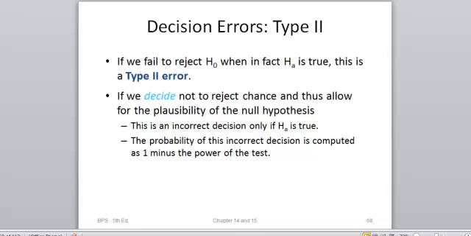Type 2 error: if we fail to reject the null hypothesis when in fact the alternative is true, this is a type 2 error. If we decide not to reject chance and thus allow for the plausibility of the null hypothesis, this is an incorrect decision only if the alternative is true. The probability of this incorrect decision is computed as 1 minus the power of the test.